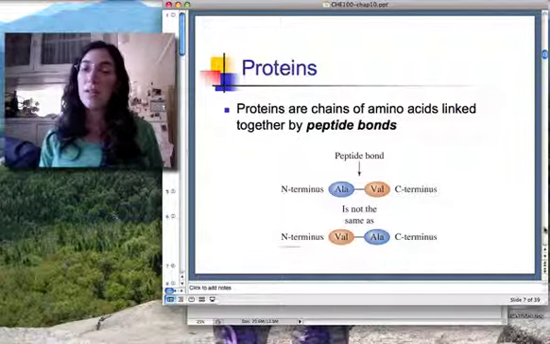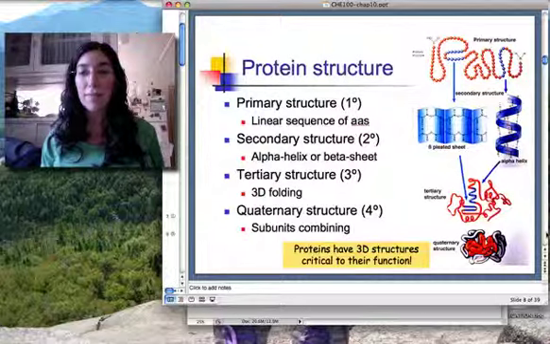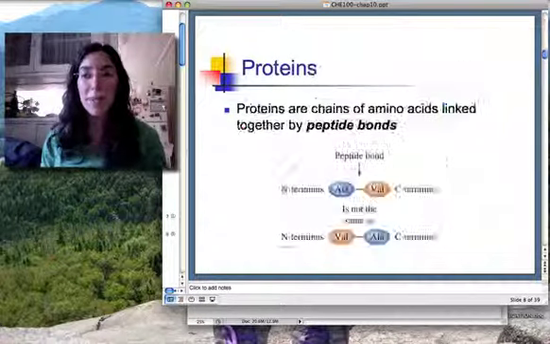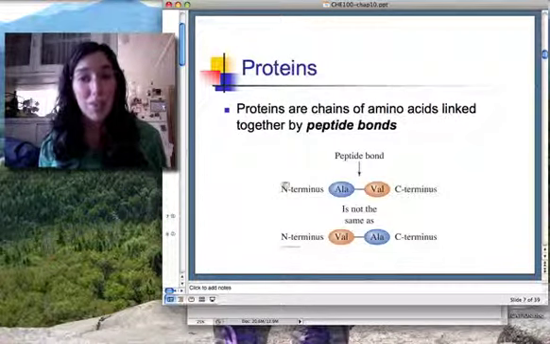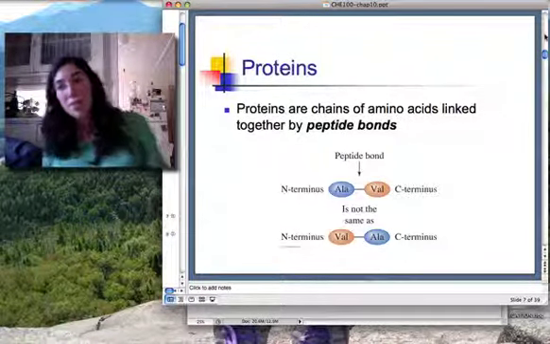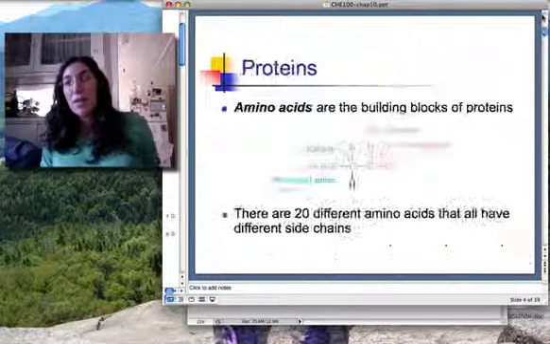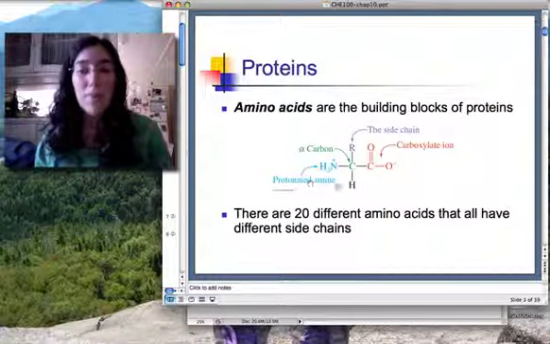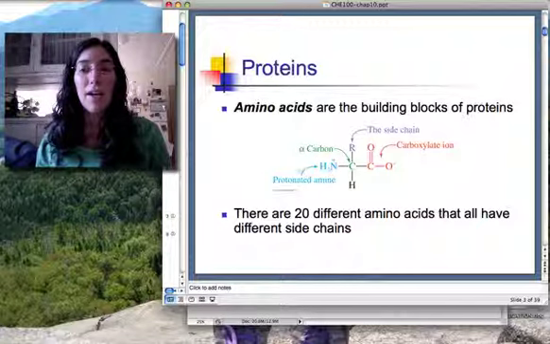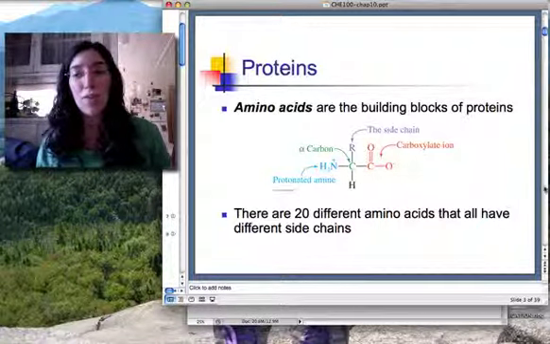So you always want to write it with the N terminus on the left and the C terminus on the right. N terminus meaning the amino group, the nitrogen containing group, C terminus being the carboxy group. Let me just go back here and show you. This is the right order to write an amino acid. The N group is always on the left, the carboxylic acid group is always on the right.